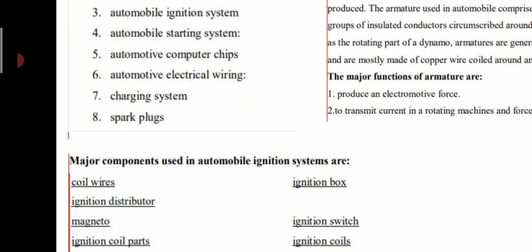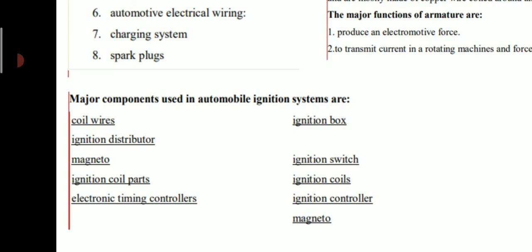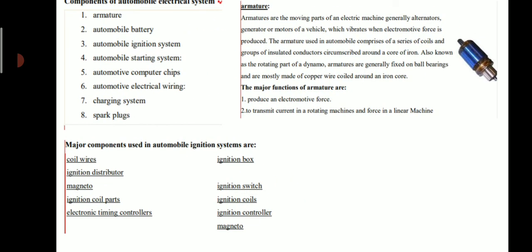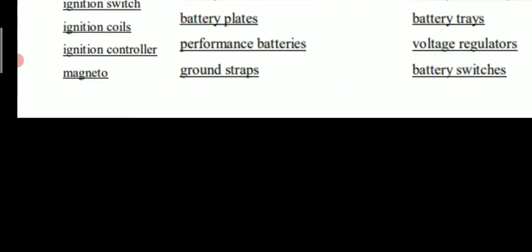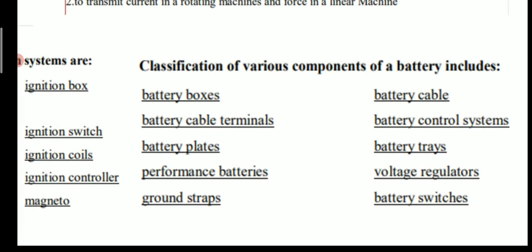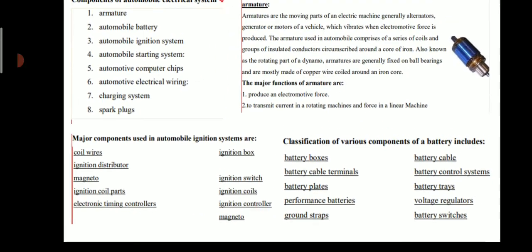So, major components used in automobile ignition system are coil wires, ignition box, ignition distributor, magneto. So, these are some of the components which are used in automobile ignition system. Similarly, these are the classification of various components of battery, including battery boxes, battery cable terminals, battery plates, voltage regulators, battery trays. All these components are electrical components.